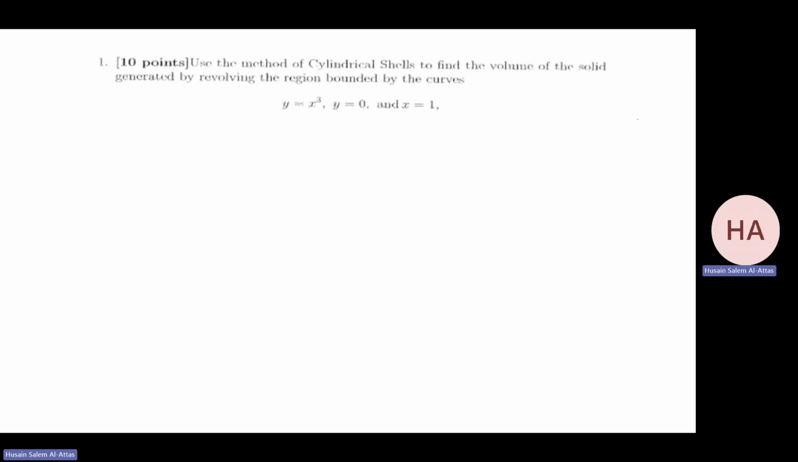The region bounded by the curves, about what? Let's specify about what. There's something missing here, which is about the line y equal 1. Oh, the line y equal 1. I forgot to put that.